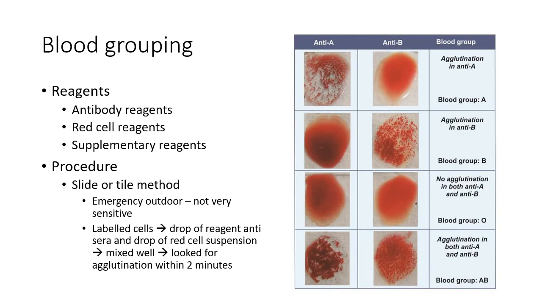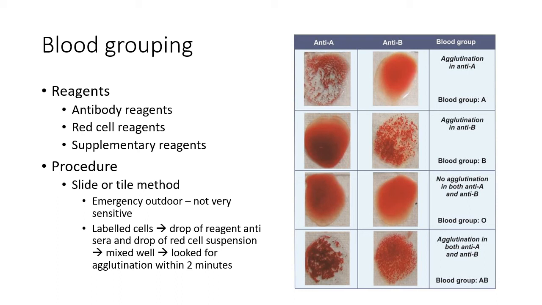The reagents used for blood grouping are antibody reagents, which are monoclonal antibodies directed against particular blood group antigens. There are also red cell reagents, which consist of pooled ABO type red cells, and supplementary reagents, which are generally used in testing subgroups, that is anti-A1 lectin, anti-H. These are the supplementary reagents.